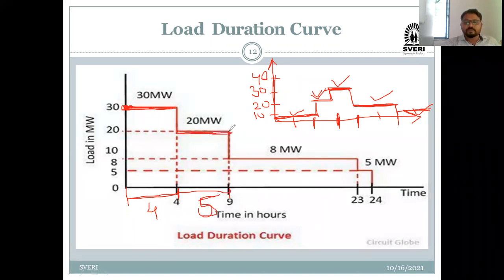20 megawatt. For these 5 hours, what is my demand? 20 megawatt. After that, you can consider this as 8 megawatt, or this is my point where my demand is 8 megawatt.